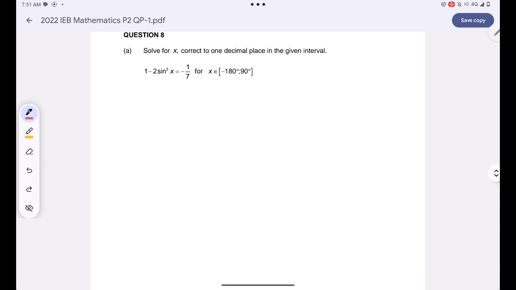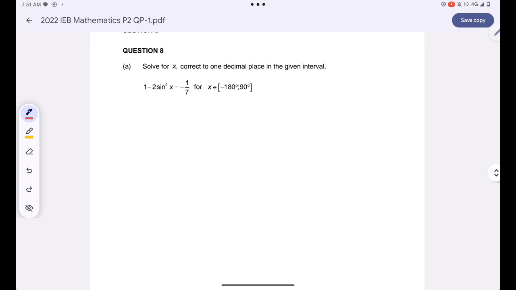We have 1 minus 2 sine squared x is equal to negative 1 over 7. The first thing that you need to do, guys, if there are two things that you can change into one thing, just to make sure that you work with minimized terms, please do so. This is a double angle identity for cos, so I can simply write this as cos 2x is equal to negative 1 over 7. Are we together?